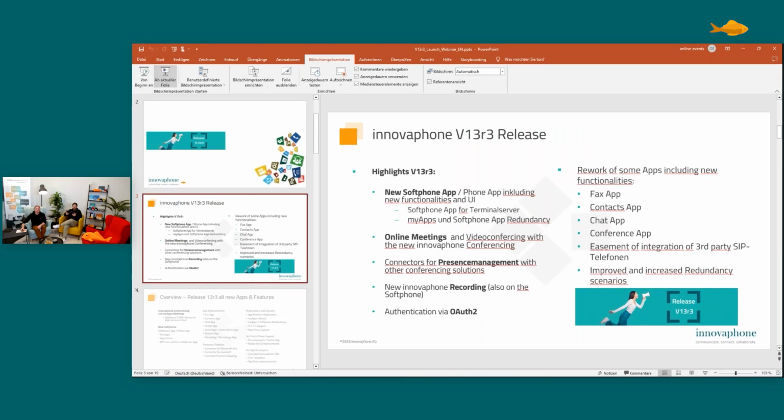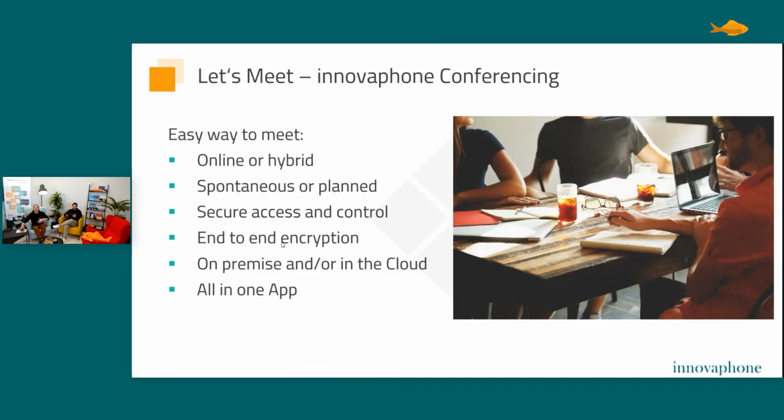Let's go back here, just as a quick summary. Let's do a little bit more of a PowerPoint. Again, a quick summary here. It's an easy way to meet, online or hybrid, as I said. Spontaneous or planned, also what I showed you. What is very important is also the secure access and control, and this is quite unique for such a solution: it is actually end-to-end encrypted.